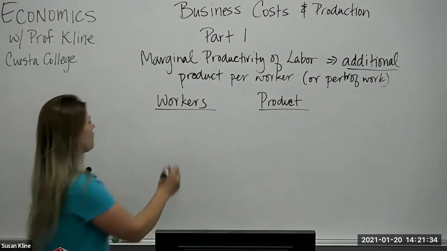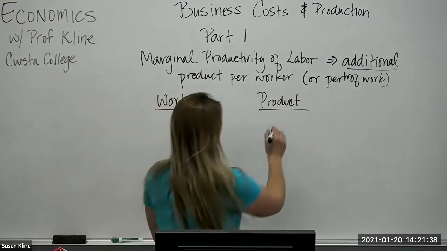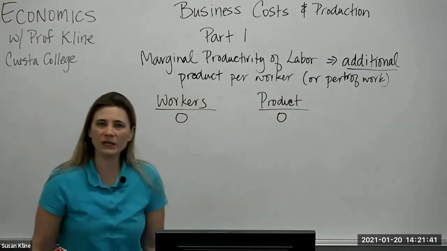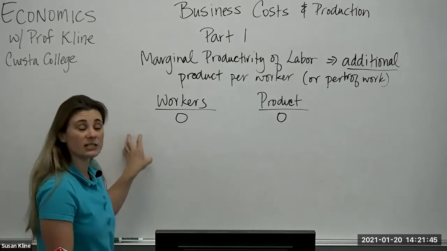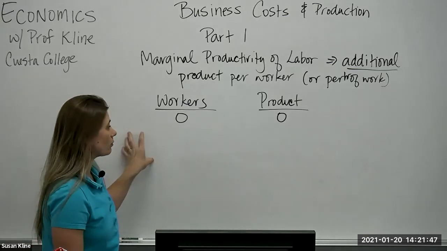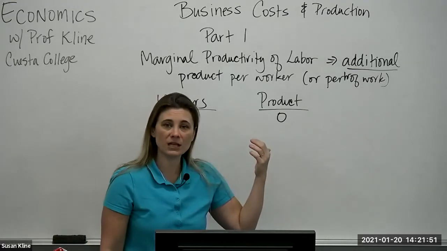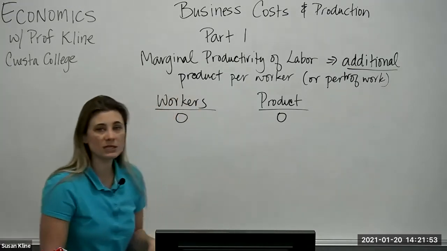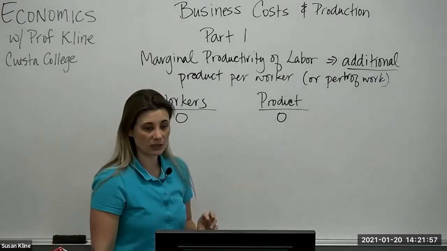So if there's no one working, there's no snow cones, right? Not a big shocker there. And so this is pretty much an assumption of nearly every model, right? Things don't turn themselves on, machines don't turn themselves on, right? And so without any workers, we're not going to be able to produce anything.